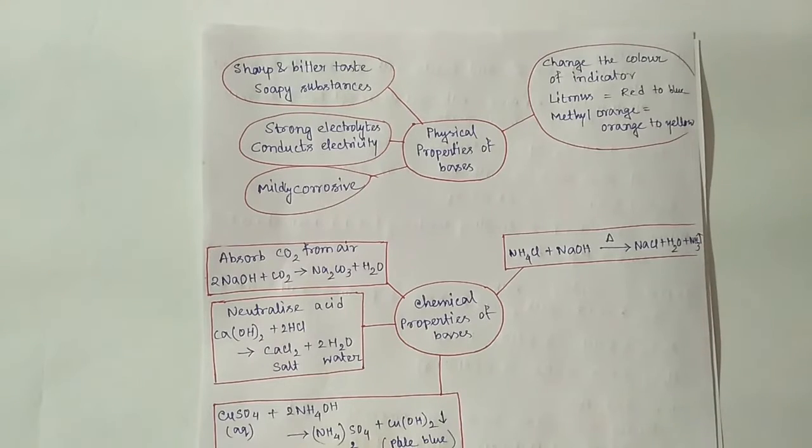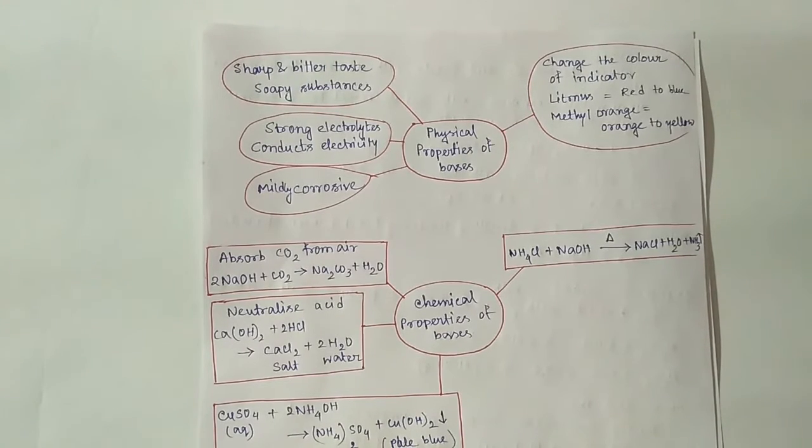And they are mildly corrosive. If we use excessive soap that contains very much bases, alkalis, then it will dry our skin. That is why it is mildly corrosive. It can only dry out our skin. Now it also changes the color of the indicator. For example, litmus: it turns litmus paper from red to blue. Methyl orange turns from orange to yellow; in basic medium, methyl orange becomes yellow.